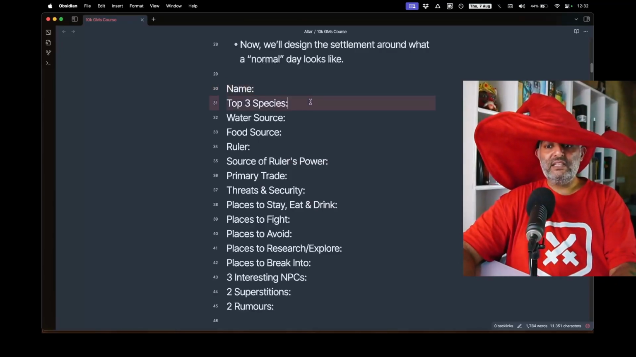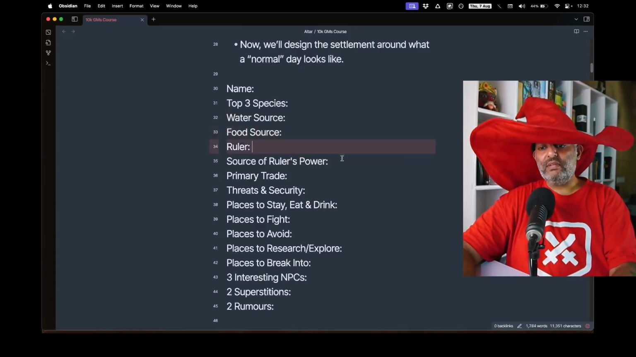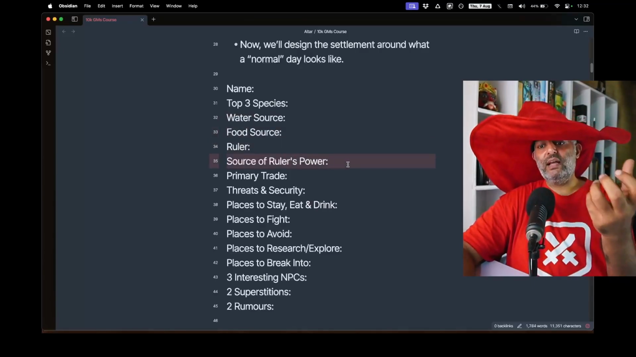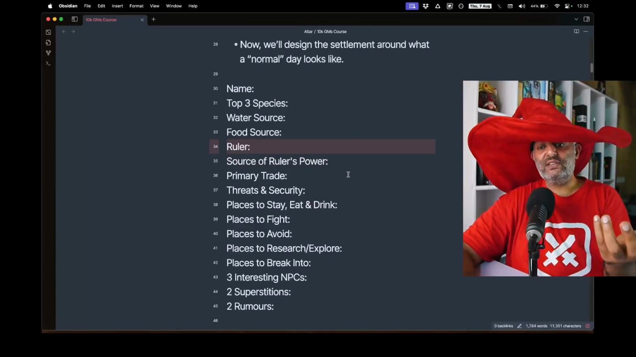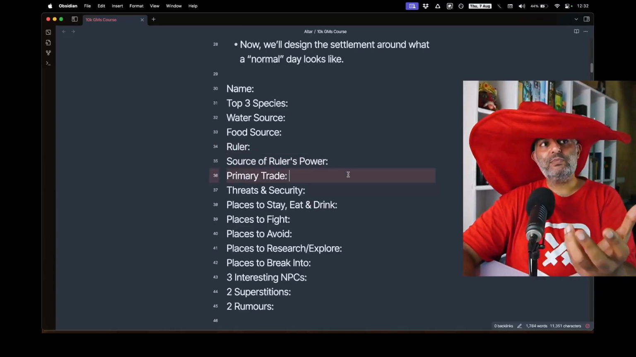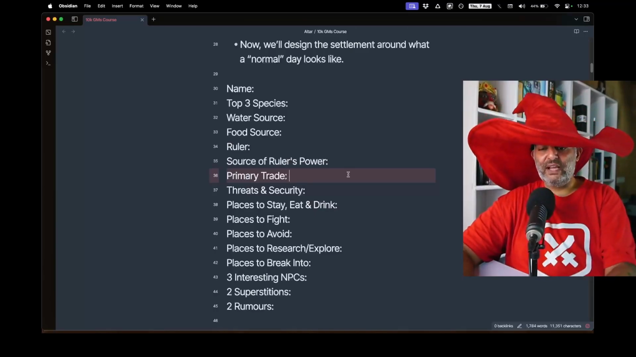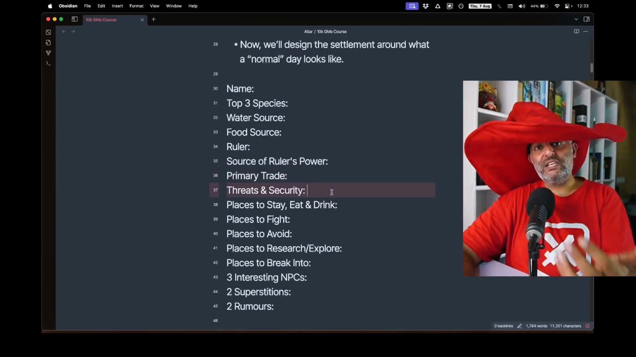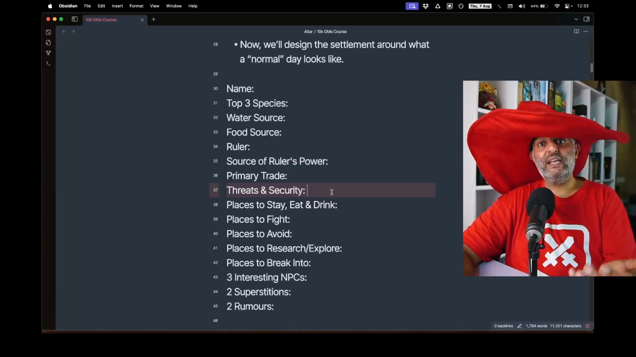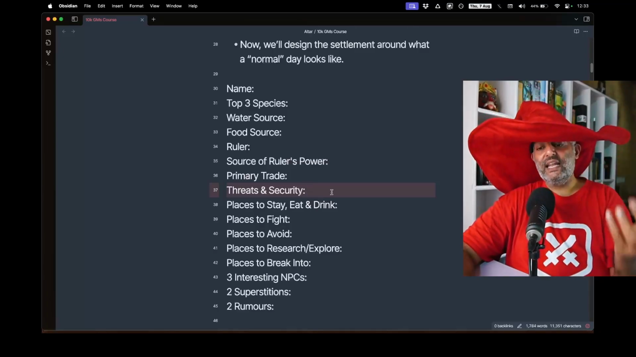Name of the settlement, what are the different species of creatures that live here, where do they get their water from, where do they get their food from, who is their ruler, and why do people accept that this person is the ruler? Primary trade, why does this place exist? What is the economics behind it? What are the threats that this place faces, and how do they maintain security, both inside and out?